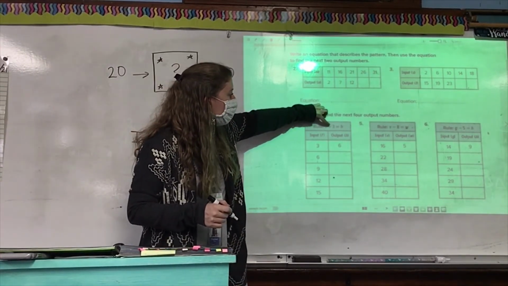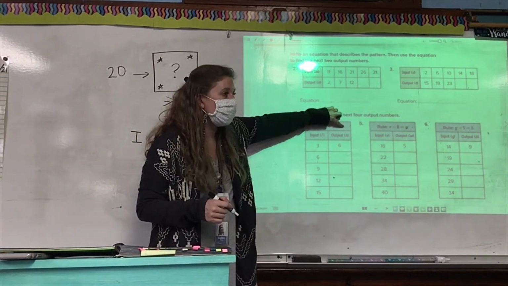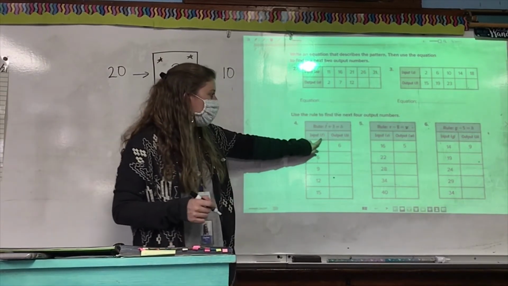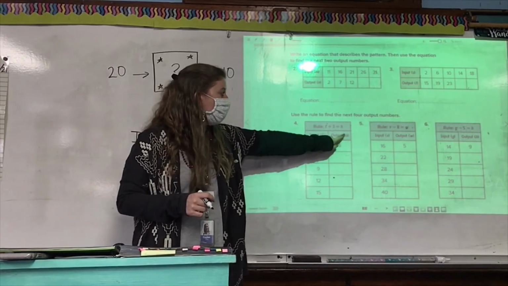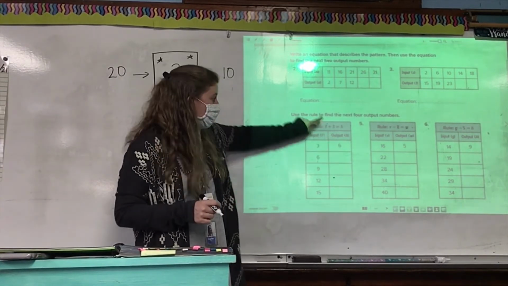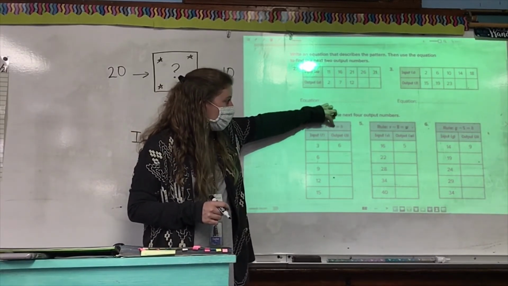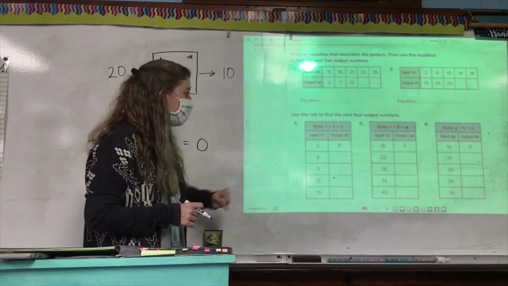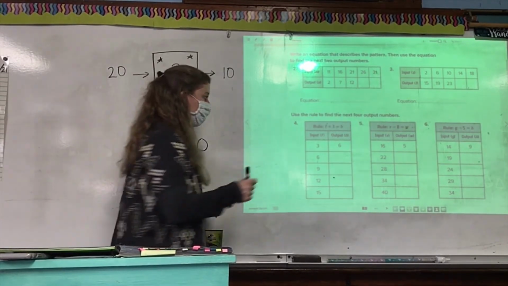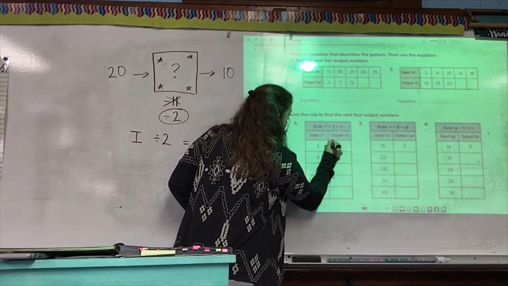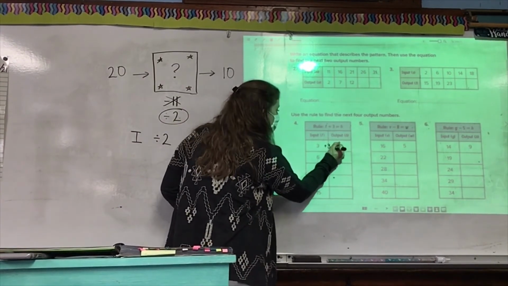We know F plus 3 equals H. Our input variable is F. Our output variable is H. So that means input plus 3 equals output. They did the first one for us. 3 plus 3 equals 6.